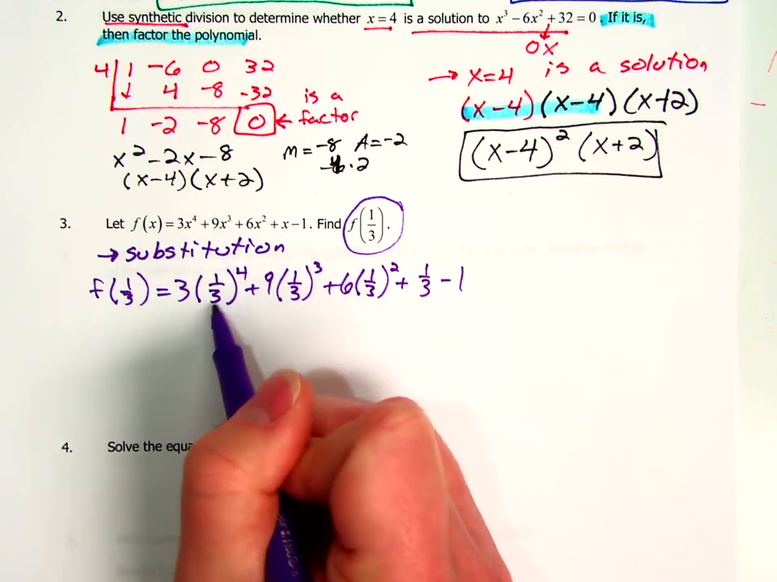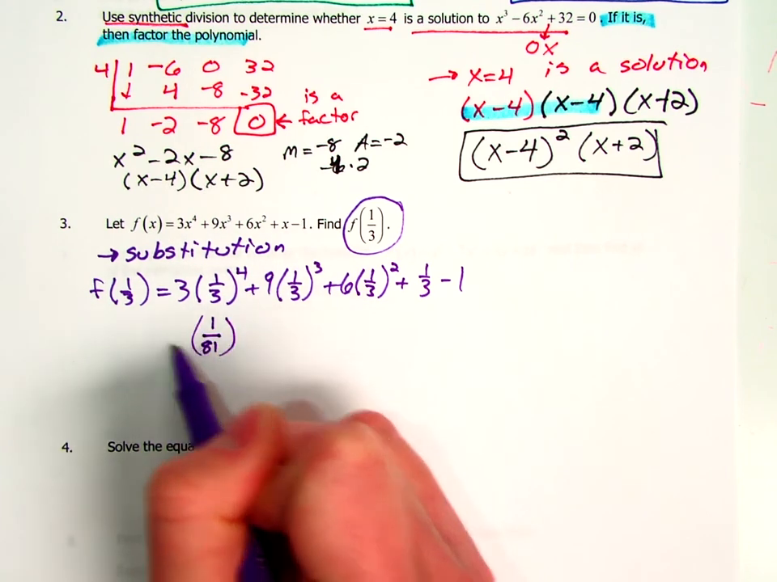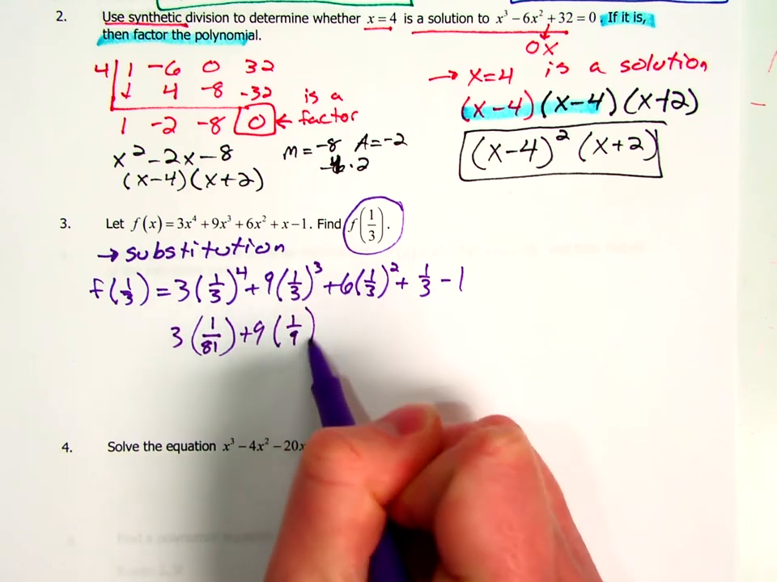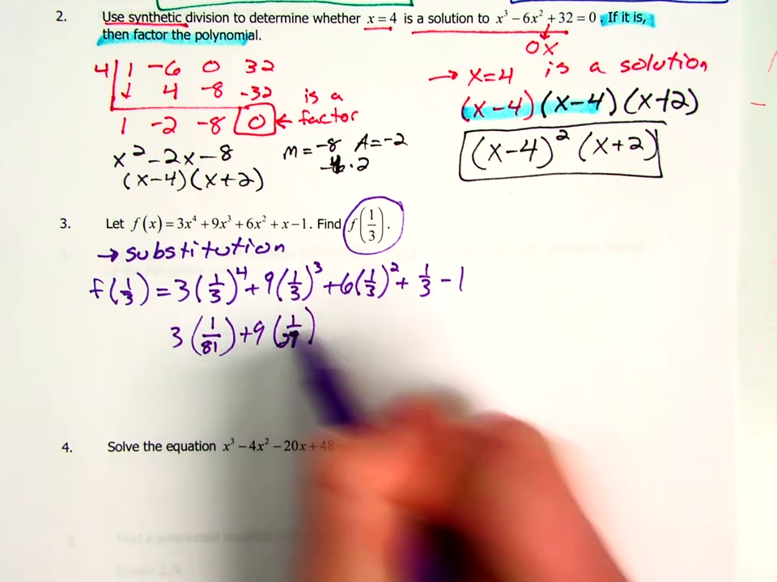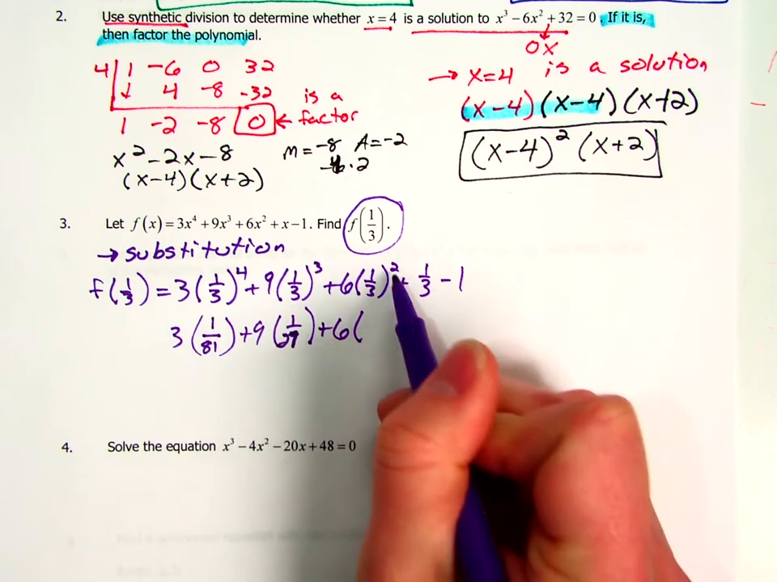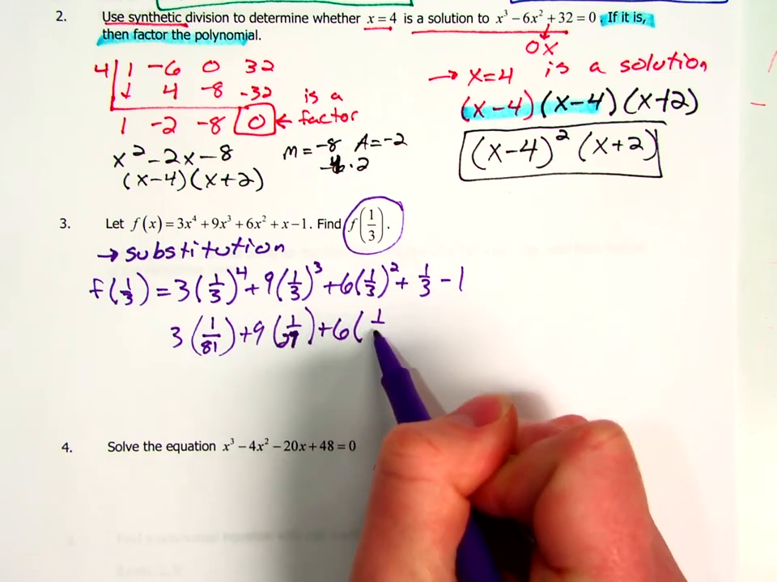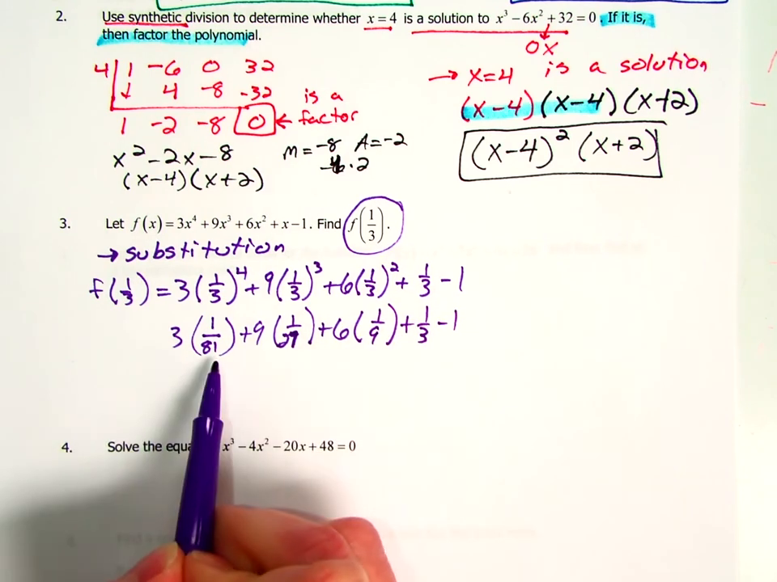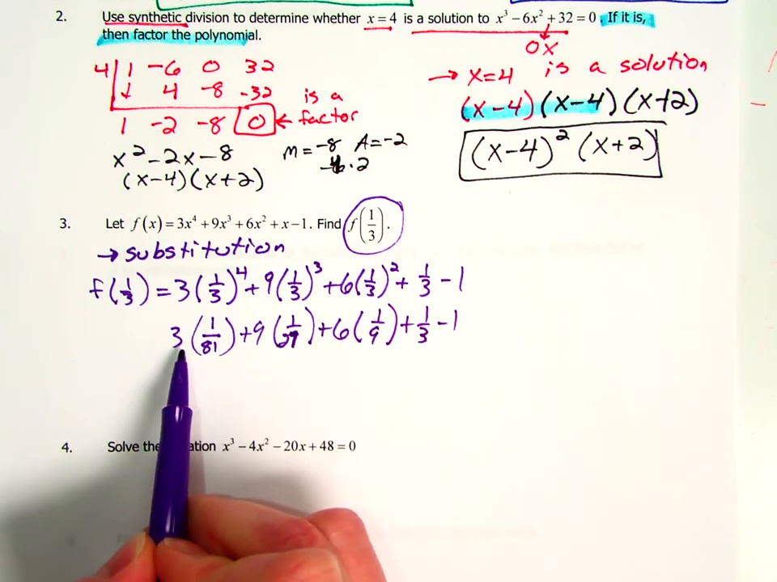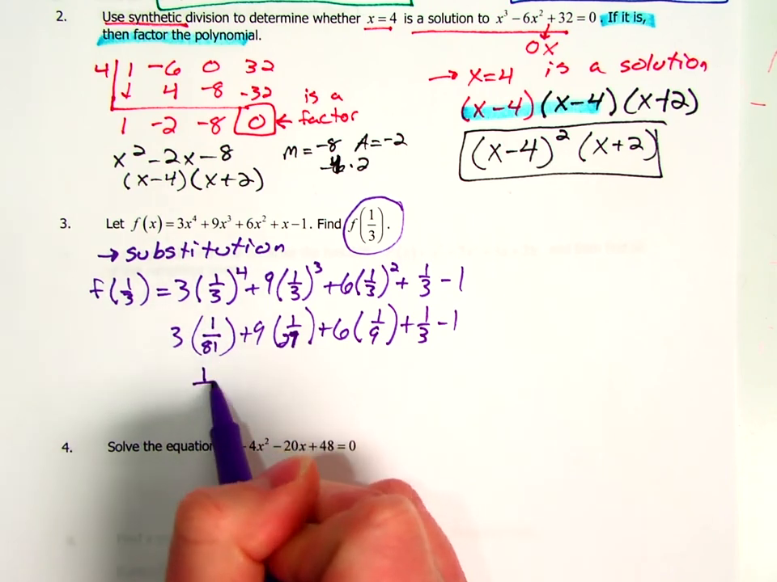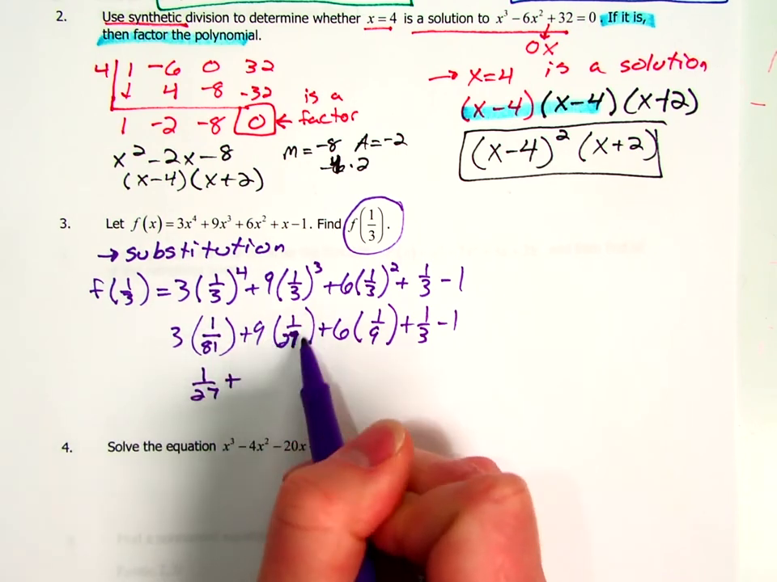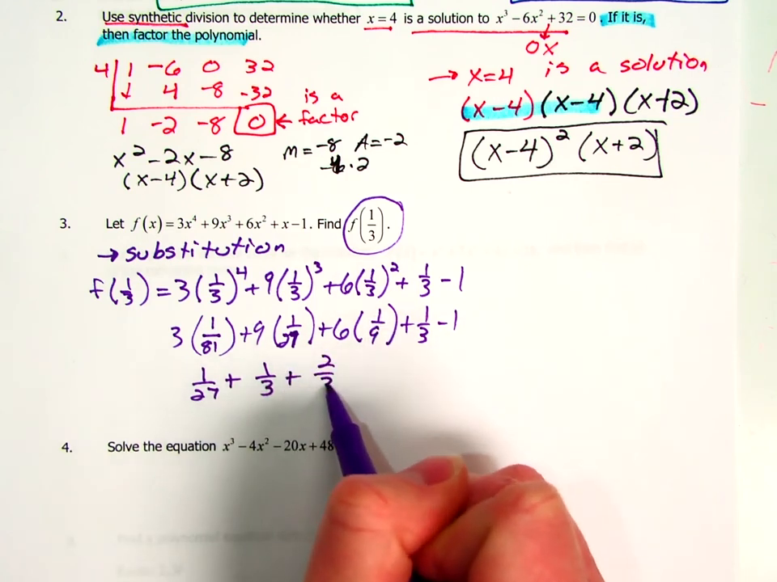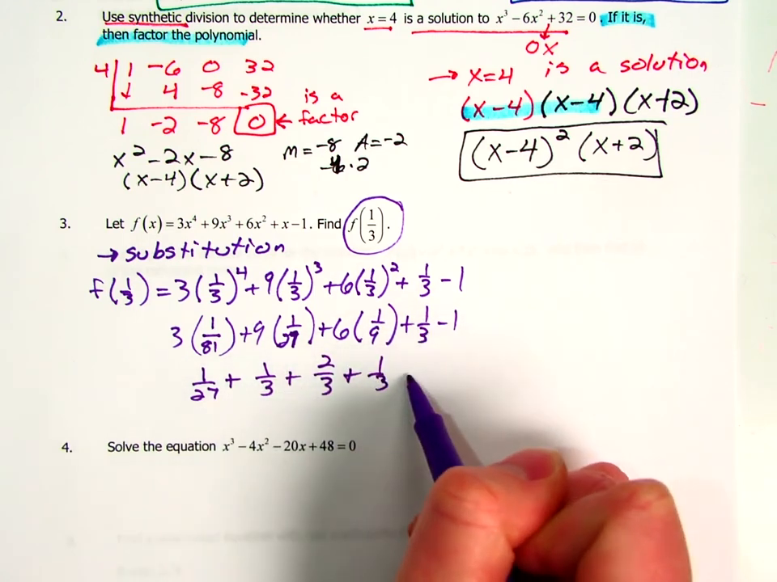Again, this is something you could type into your calculator, as long as you do so carefully, but really quickly. 1 to the 4th is 1, 3 to the 4th is 81, and we're multiplying that by 3, plus 9 times 1 cubed is 1, 3 cubed is actually 27, plus 6, 1 squared is 1, 3 squared is 9, plus 1/3 minus 1. So 3 times 1 over 81 would be 3 over 81, and 3 over 81 reduces to 1/27. That'd be 9 over 27, which reduces to 1/3. 6 over 9 reduces to 2/3, plus 1/3 minus 1.